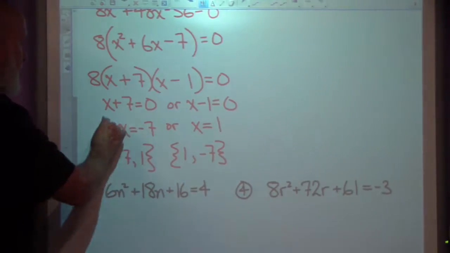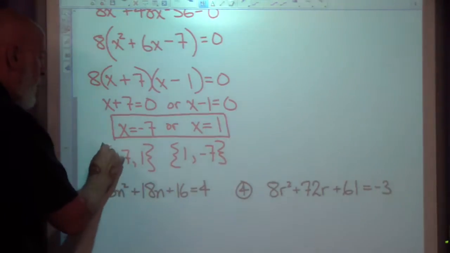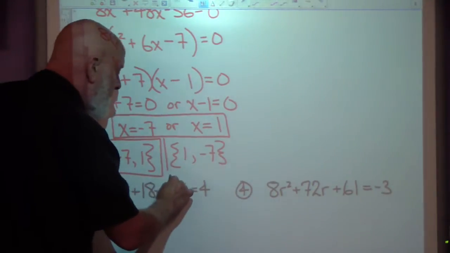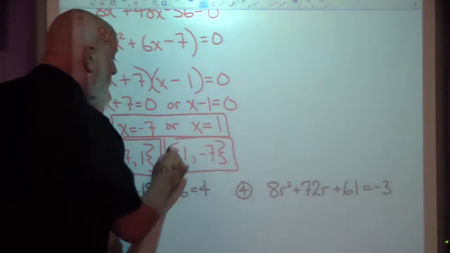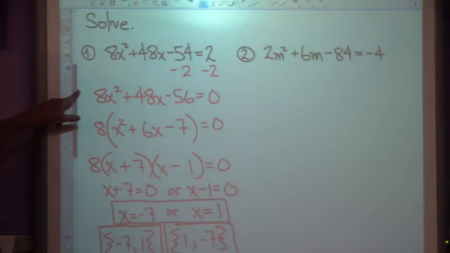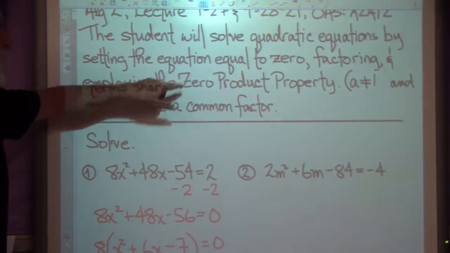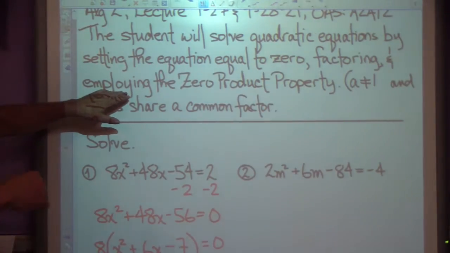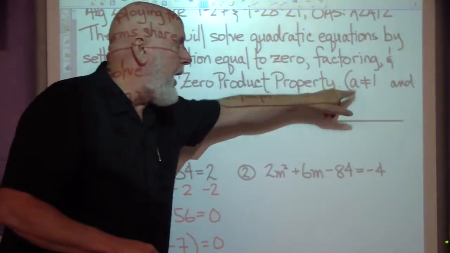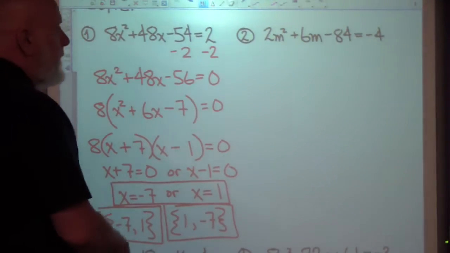So it could be written like this, your solution, or like this, or like this. Okay. So there we go. We solved one by doing this. We set the equation equal to 0, we factored out the common factor, and then we employed the zero product property. A wasn't 1, so we had to factor that out first. Let's do it again and see what it looks like here.